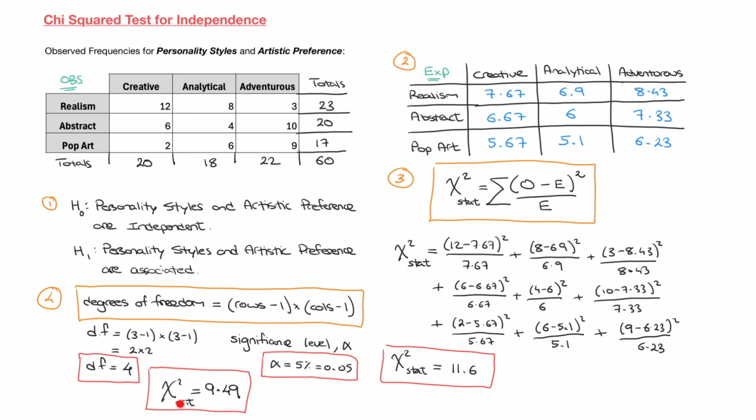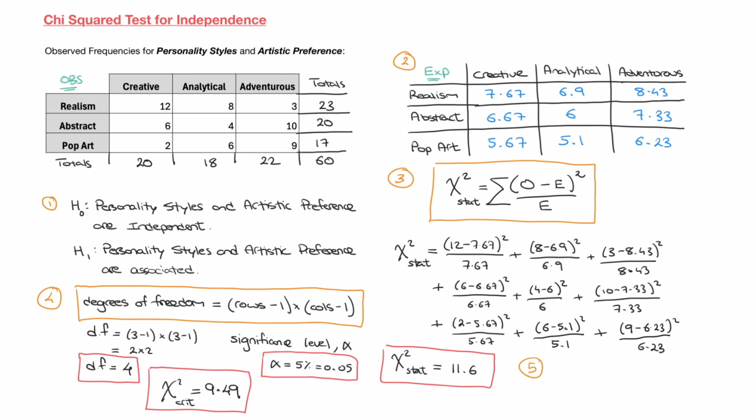Okay, now that we have the critical chi-squared value, we move on to our fifth and final step here, and that is to draw our conclusion. And to do that, we need to compare the chi-squared statistic that we calculated to the critical chi-squared value we have here. And put simply, if the chi-squared statistic that we calculated is greater than the critical chi-squared value, then we'll reject the null hypothesis.